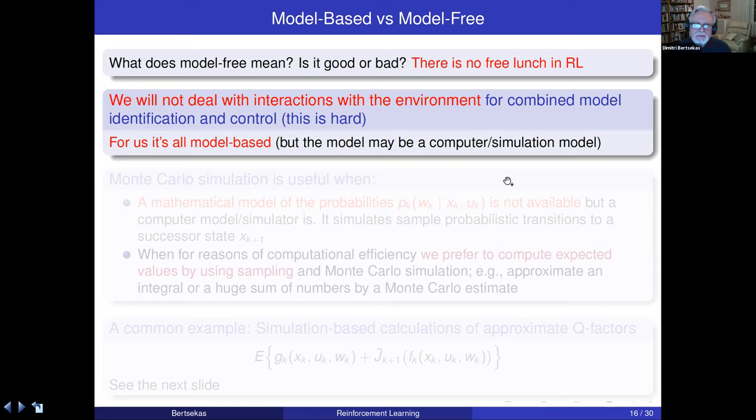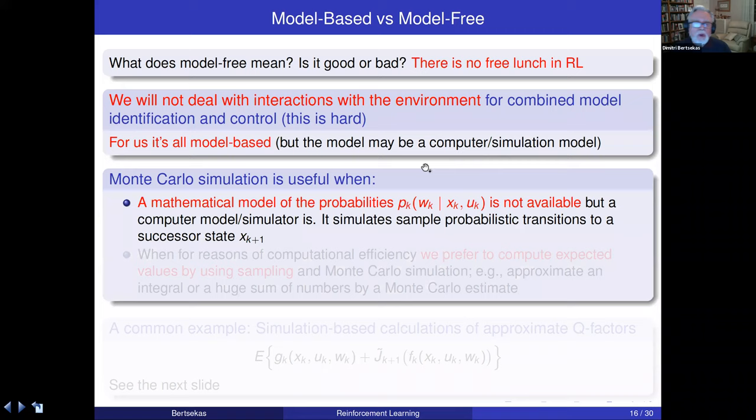Now, I mentioned here simulation, and indeed simulation is a very important part of reinforcement learning. It is useful if you don't have a mathematical model of the probabilities, of the disturbance probabilities or the system function, but you do have a computer simulator that can emulate transitions according to these probabilities. It can emulate the cost function and the system function.